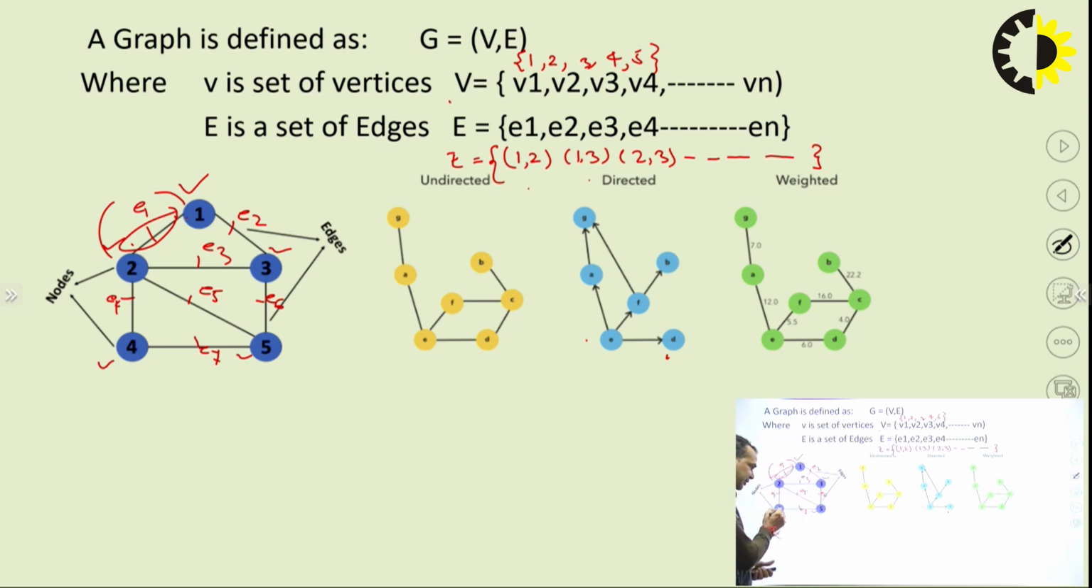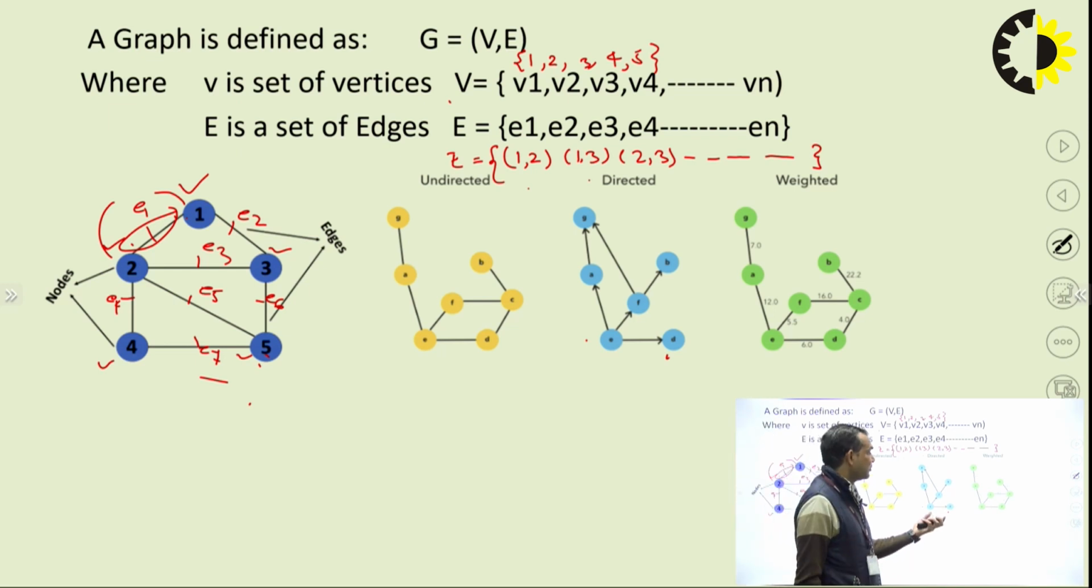Means we have to say that there is a link between 4 to 5 and there is a link between 5 and 4. Means in an undirected graph, it will be bidirectional. We can move in both directions. From 4 to 5, there is a link, and there is a link from 5 to 4. So when we are talking about the undirected graph, it is bidirectional.